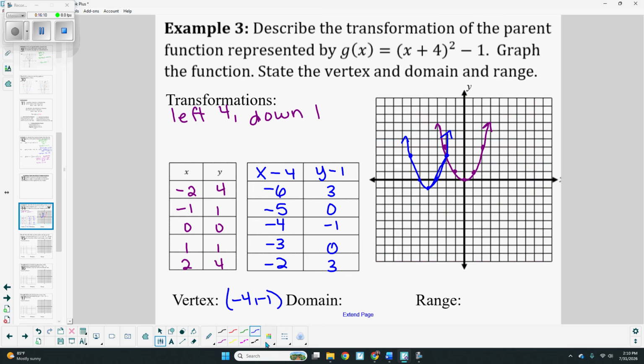My domain will always be -infinity to infinity for a non-application problem. So as long as it's not a word problem that has some sort of restriction on it, our domain's always going to be -infinity to infinity. And here, my range, it's everything above this bottom number. And this bottom number was y is -1. So the bottom of my range was -1, and the arrows went up forever to infinity.